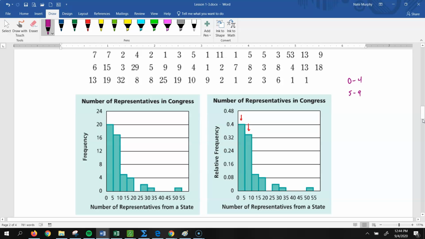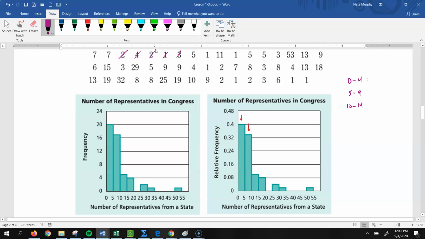So the next bin would be 10 to 14, and so on. Then what they did is they counted up all the numbers in each of those bins. Looking at 0 to 4, there are no states that have 0 representatives, but if we counted up all the ones between 1 and 4, you could just start counting, going like this. Okay, so we have 1, 2, 3, 4, 5, and so on.